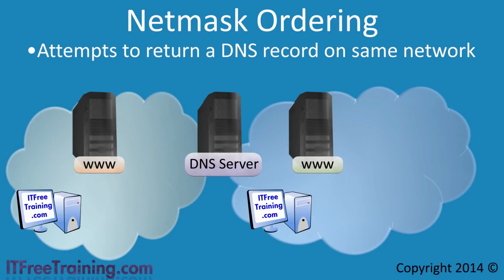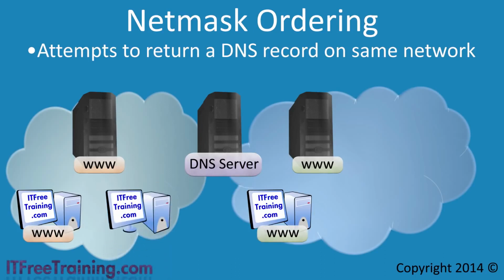If you consider this example, in this case, it makes sense for the DNS server to return a DNS record in the same network as the client since the web server is local to the client. If a second computer was added to the network, even with DNS Round Robin enabled, you will still want the client to receive the IP address of the local web server rather than receive the address of a remote server. So, if you have both Netmask Ordering and Round Robin enabled, this is what happens.